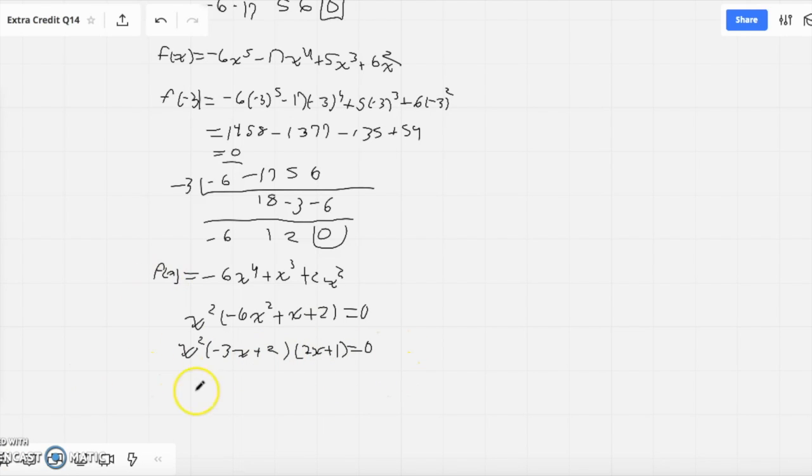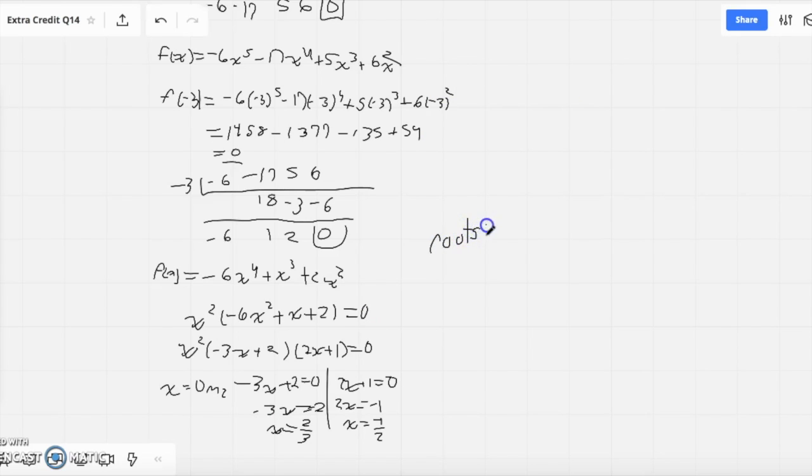Once we're here, we can simply find the roots. So x is equal to 0 with a multiplicity of 2. And then when we set these equal to 0 and solve, we get negative 1/2, and then you divide, and it's equal to 2/3.